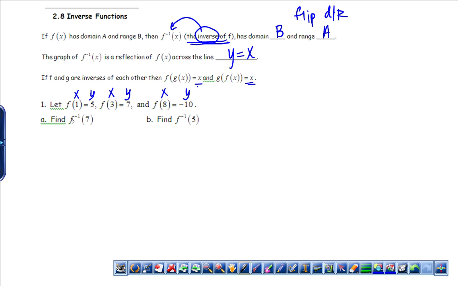Now let's look at your inverse. If the inverse is of 7, that means if your x is 7, what is your y? Remember, you're flipping your x and y's. So if this is your x, what is your y? So I'm going to look up here. If this is your x, then this is your y. So it has to be 3. What is your inverse of 5? So again, I'm looking at my y values to find my x. And it looks like it has to be 1.